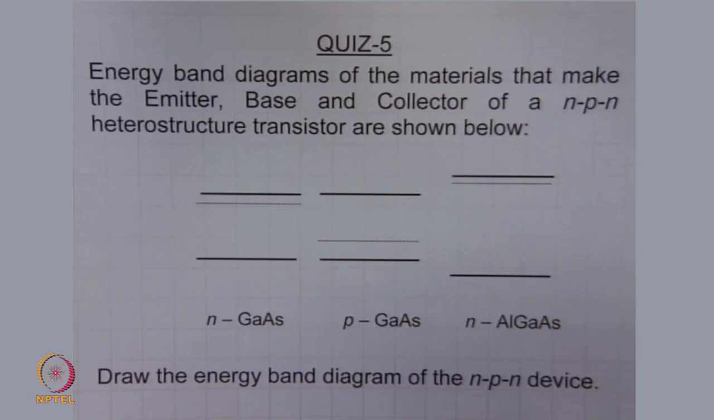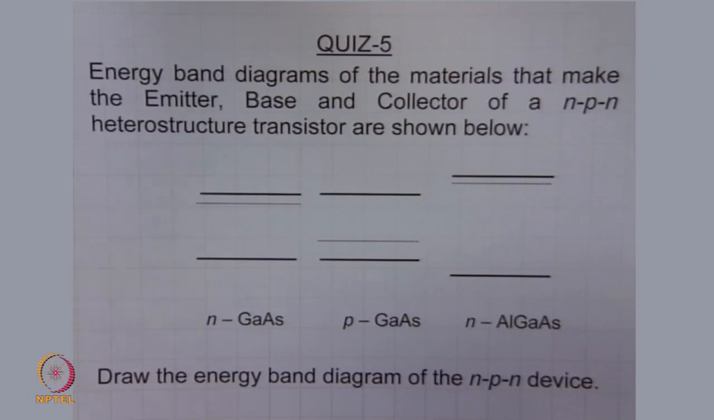The energy band diagrams of the materials that make the emitter, base and collector of an NPN heterostructure transistor are shown below. There are heterostructure transistors exactly like the double heterostructures that we have in optoelectronics. So, N gallium arsenide, P gallium arsenide and N aluminum gallium arsenide. The energy band diagram individually before contact is shown. Draw the energy band diagram of the NPN device, that is, when it is connected, when the device is formed.